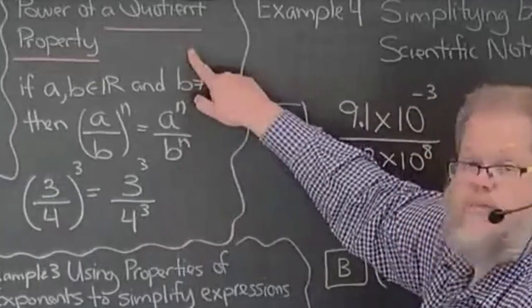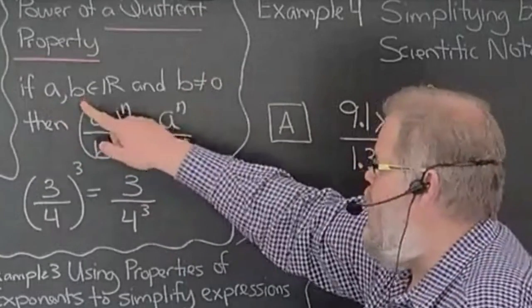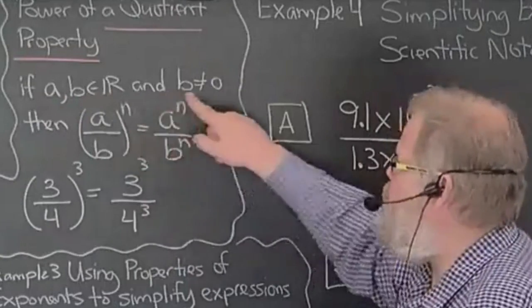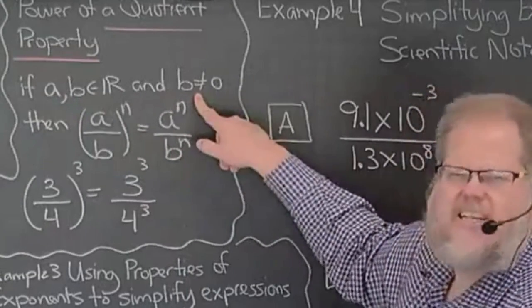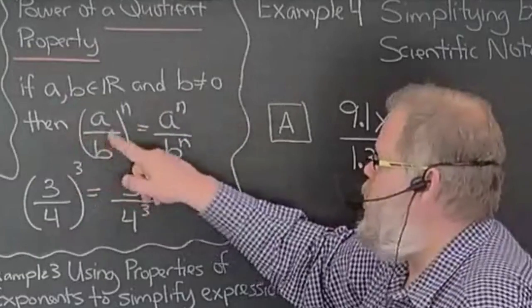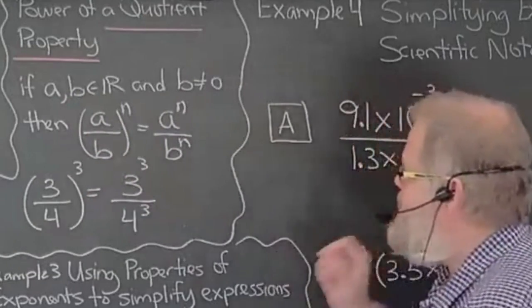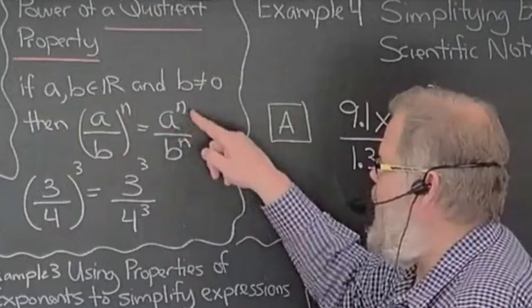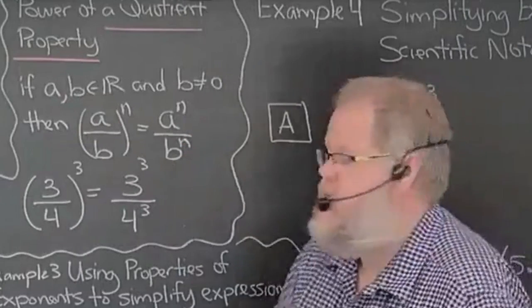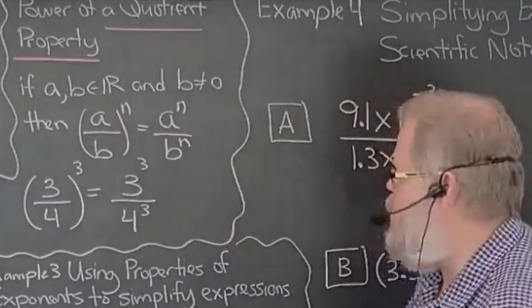Power of a quotient property. If A and B are real numbers, and B is not 0, because you can't divide by 0, that's undefined, then the ratio of A to B raised to the n power is exactly the same as A to the n over B to the n. So in other words, the power comes in like so, A to the n over B to the n.